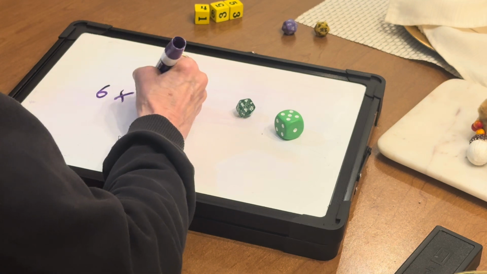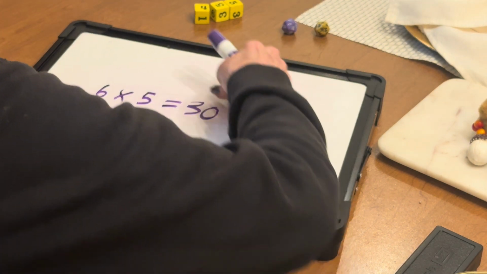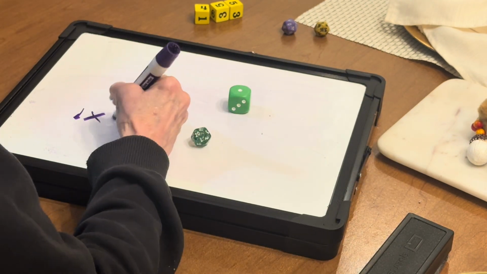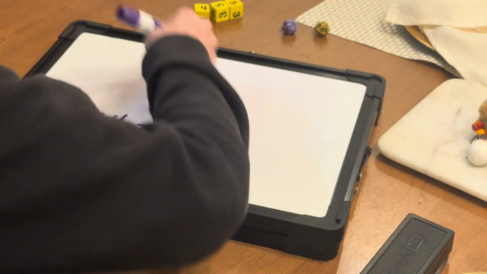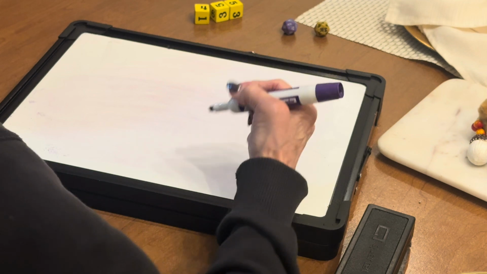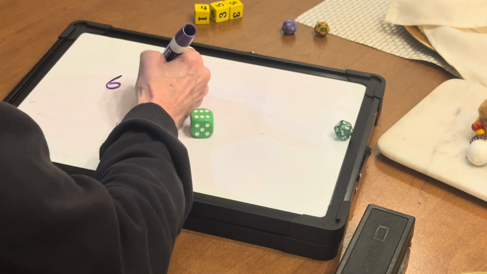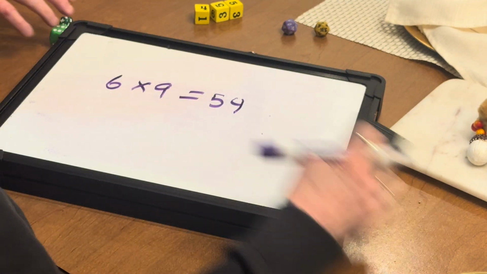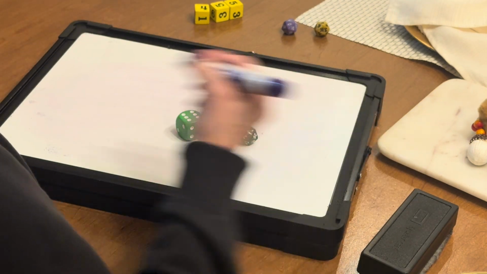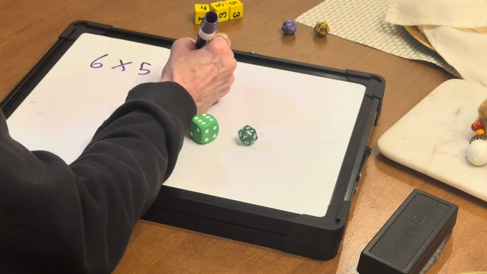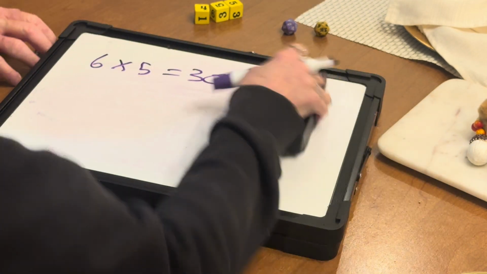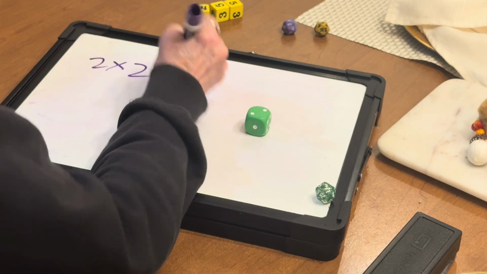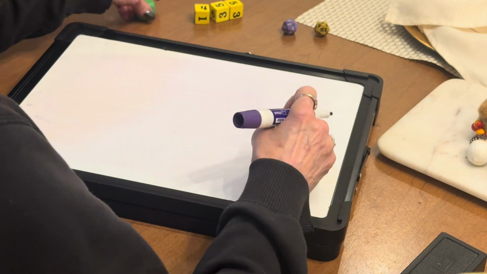Okay, 6 times 5 equals 30. Okay. 1 times 11 equals 11. 6 times 9 equals 54. 6 times 5 equals 30. 2 times 2 equals 4. Okay, now we're going to try with 2 hard dice.